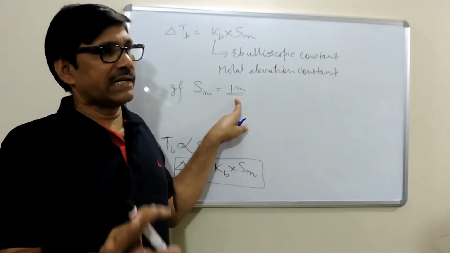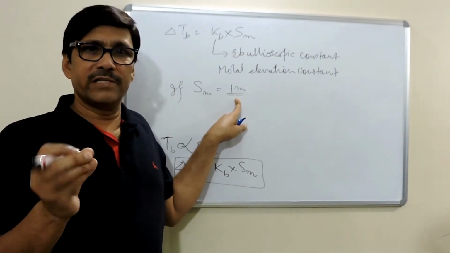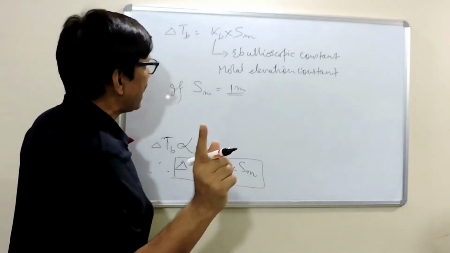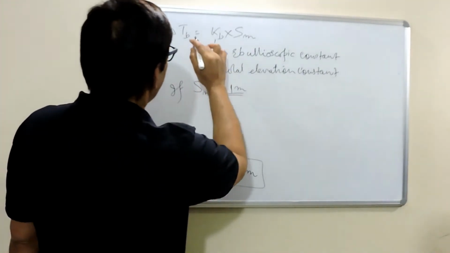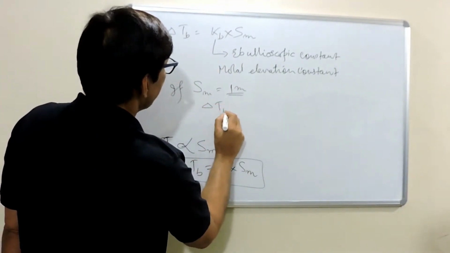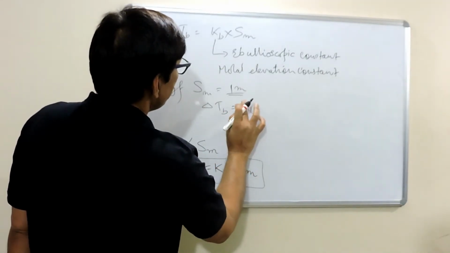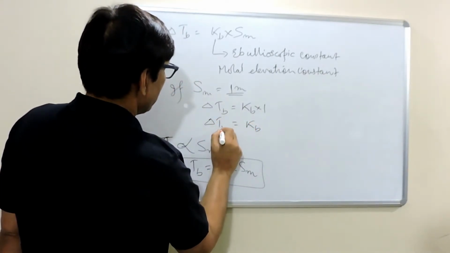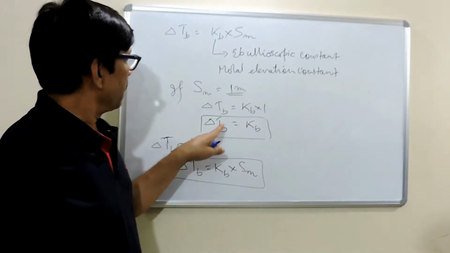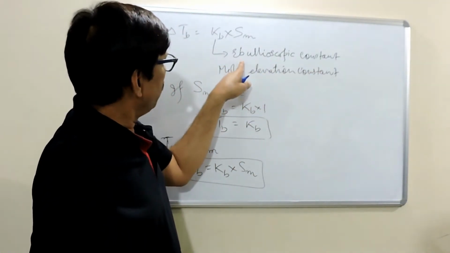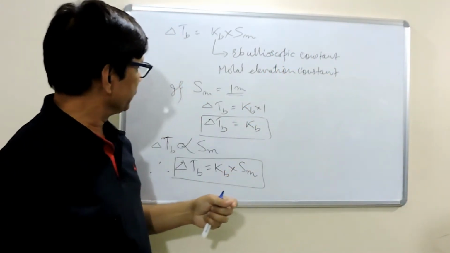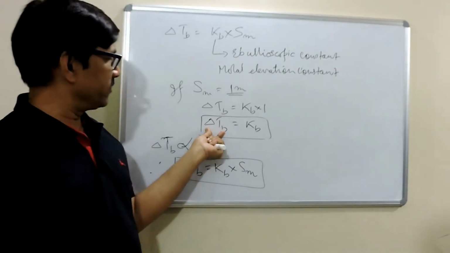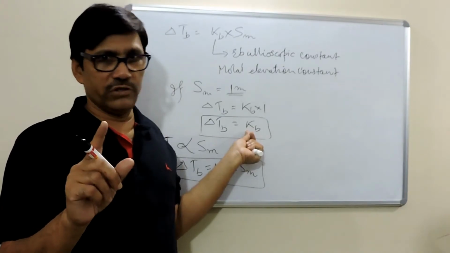Suppose we have taken 1000 gram of water and in that we have added 60 gram of urea. Okay, so this is the meaning of molality is 1. Then in that case delta TB will be equal to KB into 1, which is equal to KB. So here molar elevation constant or ebullioscopic constant means the increase in boiling point when the molality of the solution is 1, for a unimolar solution.